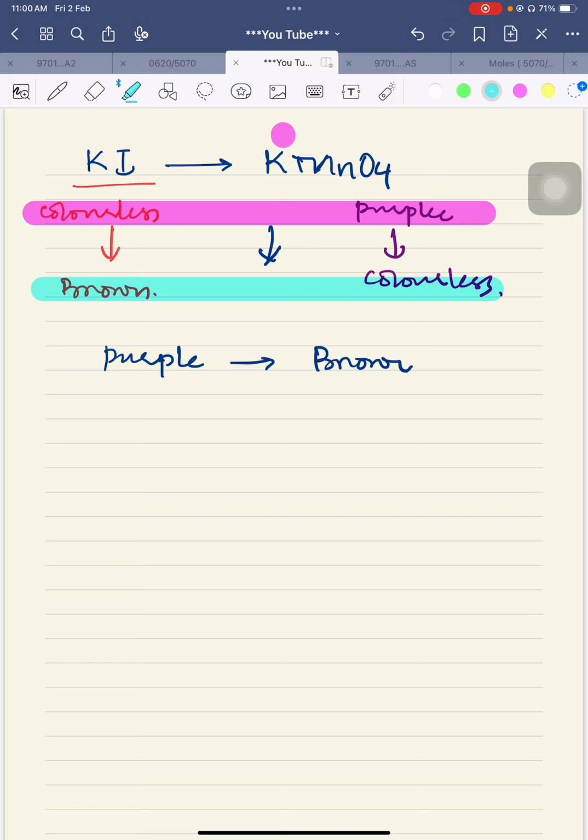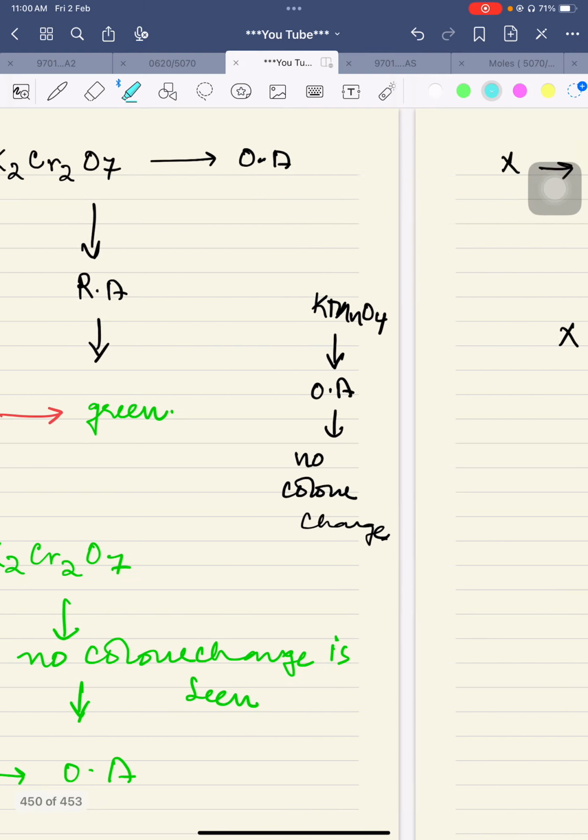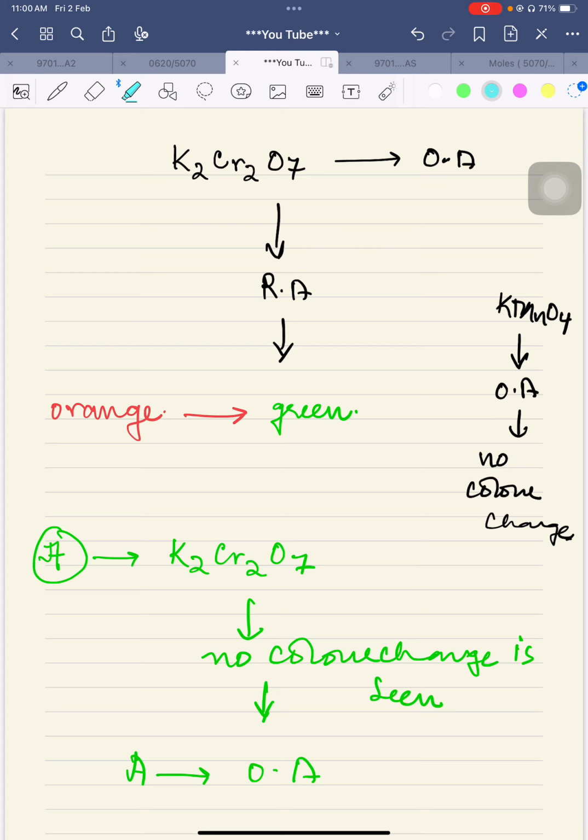This is one of the past paper questions which the examiner has asked. Some of you champions might be thinking, what will be the color change if K2Cr2O7 is mixed with KI?